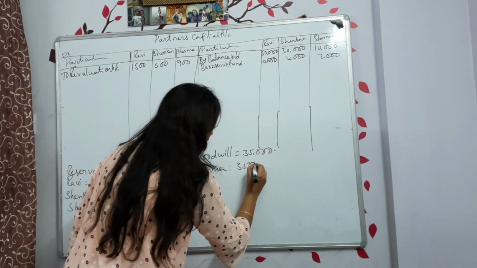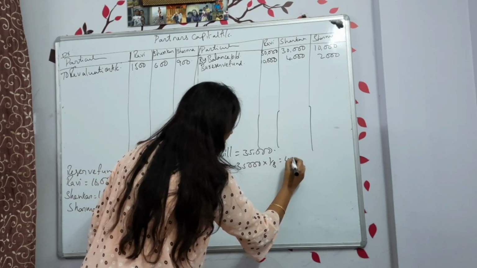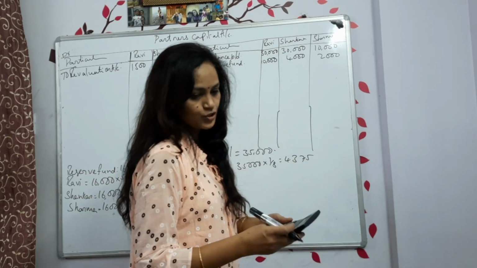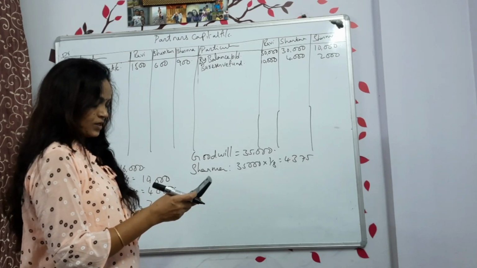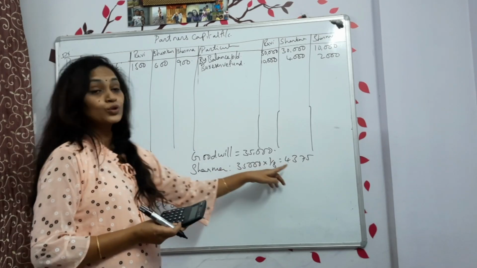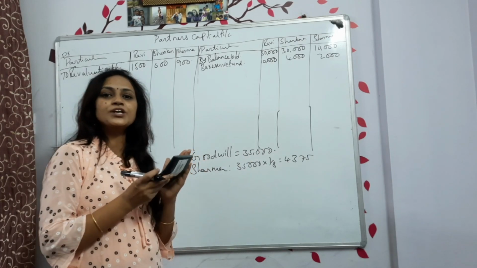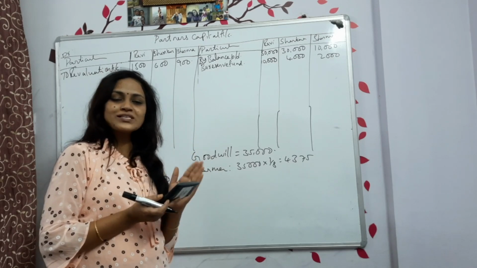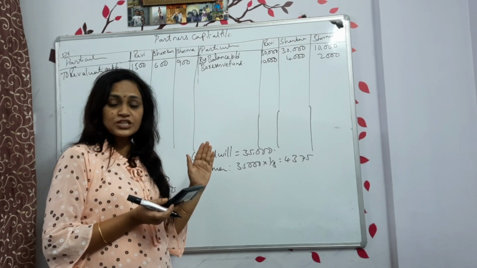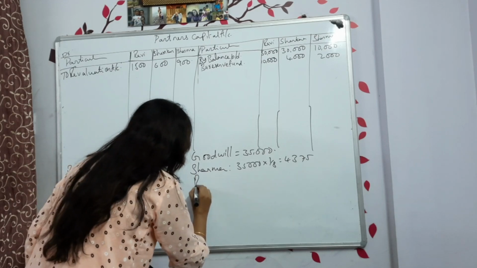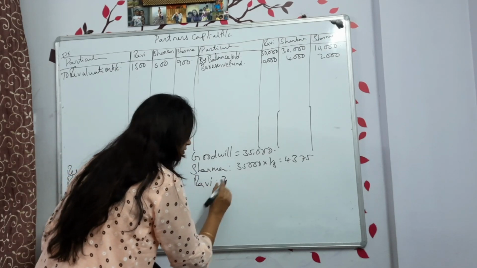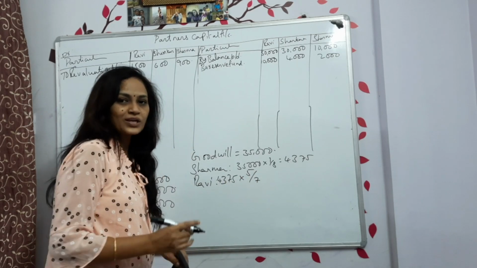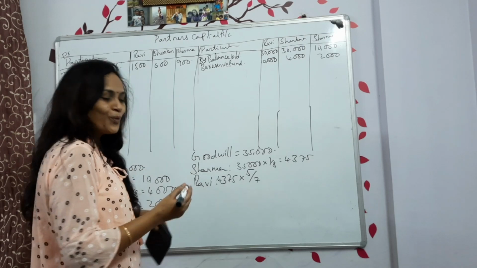Sharma's share is 35,000 into 1 by 8. You will get 4,375. Let's check it out. 35,000 into 1 by 8. It is 4,375. This amount will be shared between Ravi and Shankar. Their leftover ratio is 5:2, right? So now they will be sharing in the ratio of 5:2. Now Ravi, how much is he going to pay? 4,375 into 5 by 7. When he is taking more, he has to pay more also.